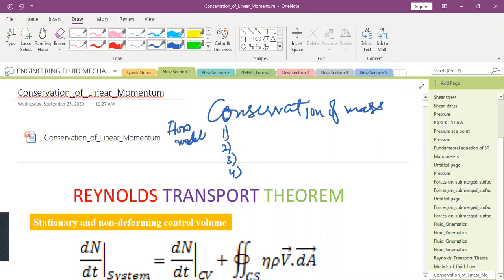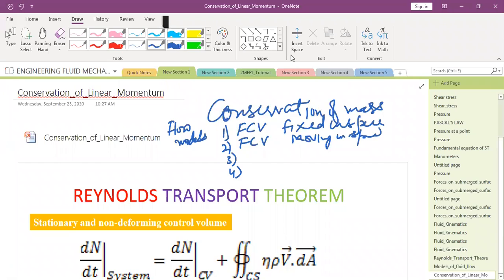Fixed, finite size control volume, fixed in space. Then a finite size control volume that is moving in space. Then third was a differentially small control volume, deformable, fixed in space, and the fourth, a deformable, differentially small control volume, moving in space.